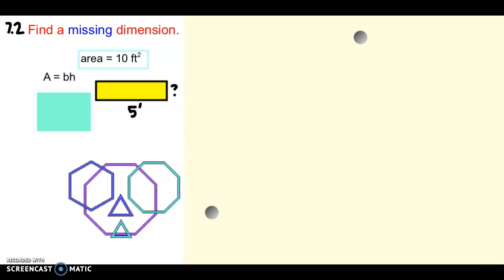This is basically 7.2 from our book. We're going to be finding a missing dimension given either a parallelogram or a triangle, and then finding the area of composite figures. So here's how you find a missing dimension. This is probably super easy.